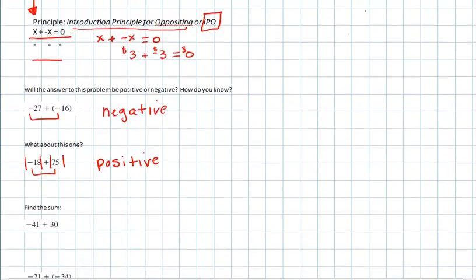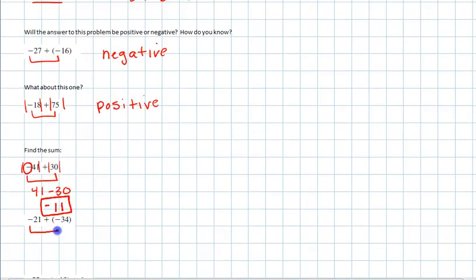Let's find the sum of this example. I have negative 41 plus 30. Well, these are different signs. The rule for different signs is to find the absolute value of the two numbers and subtract. So I have 41 minus the smaller number 30, which gives me 11. Because 41 was the largest absolute value and 41 started out as negative, then my answer needs to be negative 11.